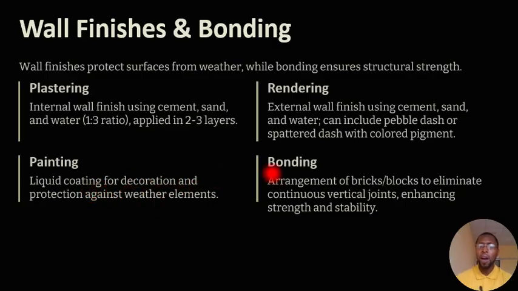And lastly, we have the bonding. We have said that the bonding ensures structural strength. So the major function of the bonding is to ensure that the walls are strengthened, and it involves the arrangement of the blocks or bricks to eliminate continuous vertical joints. The joints that you have when you are arranging the blocks. You apply bonding to enhance the strength of this arrangement and the stability.